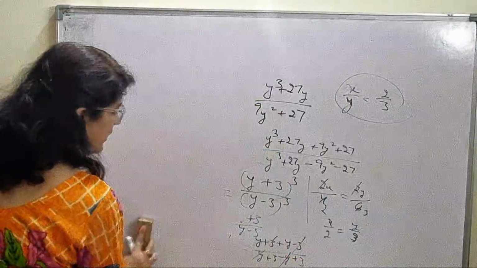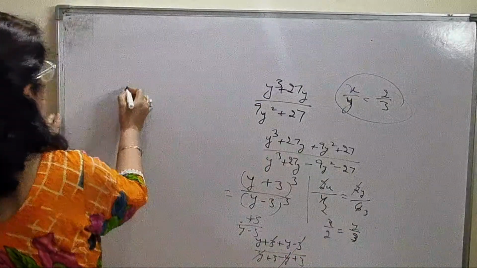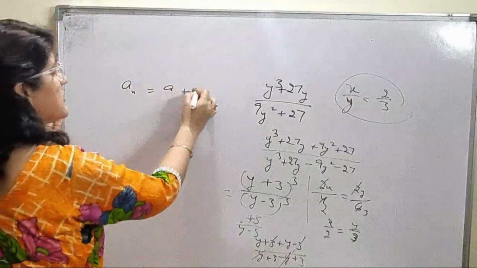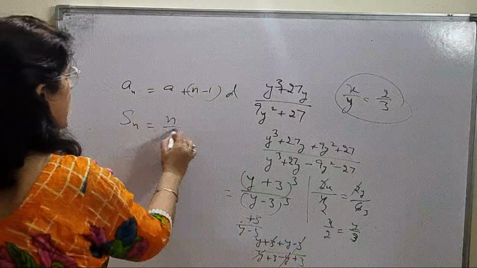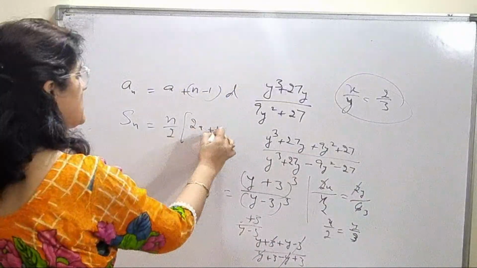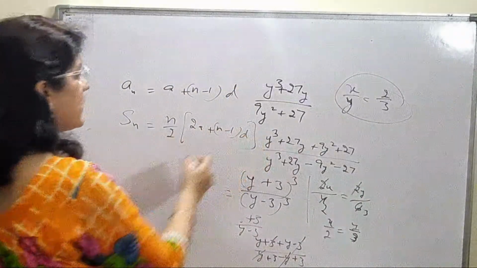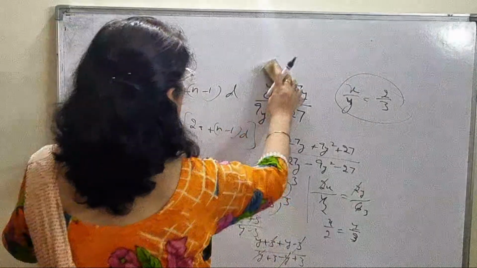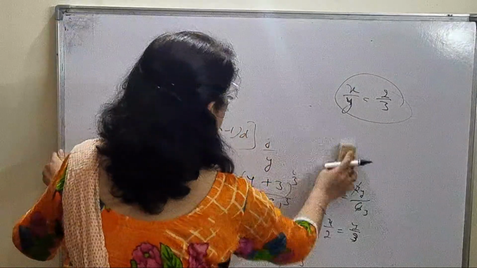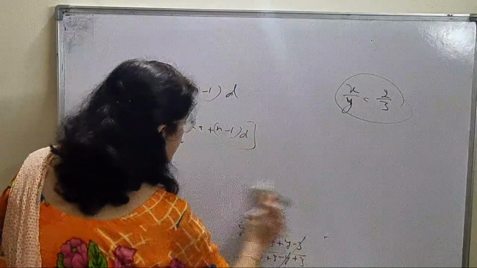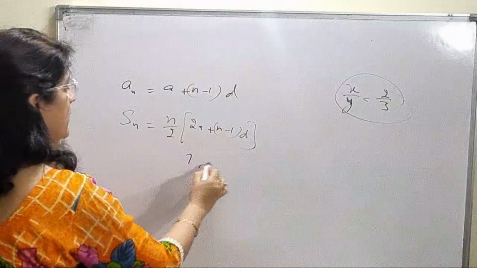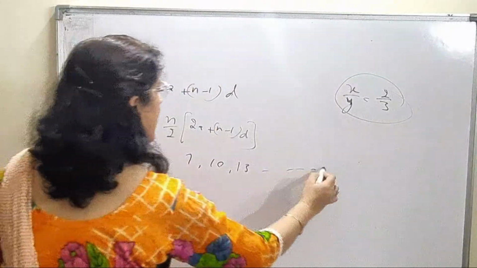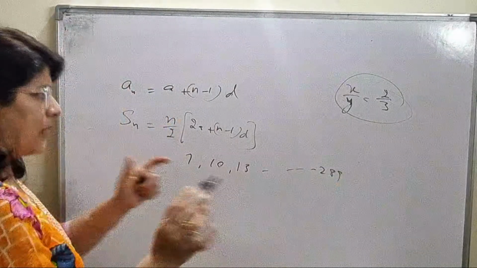Now for AP, the general term is, you know that an is equal to a plus n minus 1 d. If I am talking about the sum of n terms, then it is n by 2 times 2a plus n minus 1 d. If they ask for terms from the end, not from the starting, then what can we do? Suppose one question is 7, 10, 13 and 289. So I am just assuming.